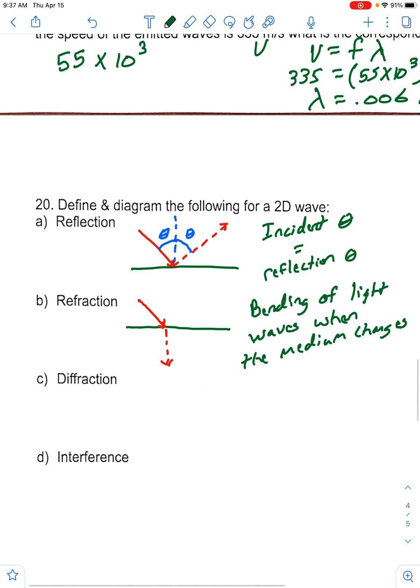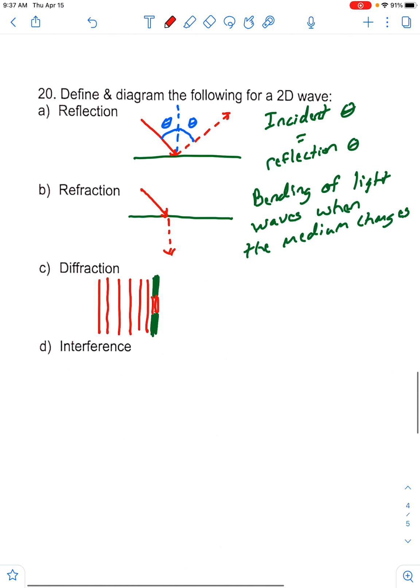Okay, so diffraction. This is when I have a surface where I have an opening. So I'm going to draw a thick wall here. Okay, so this is when I have waves that are coming in, like this. And then they bunch up right here whenever they hit this opening, like a door. And then whenever they get through that door, it's like all of a sudden they're free. And they just start expanding.